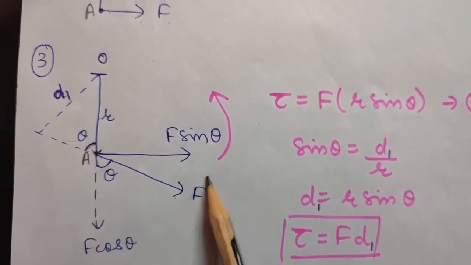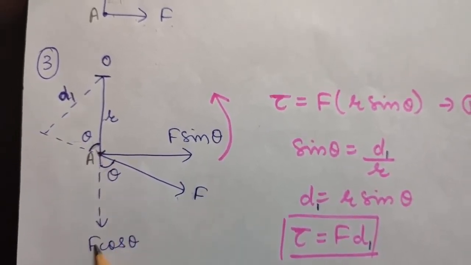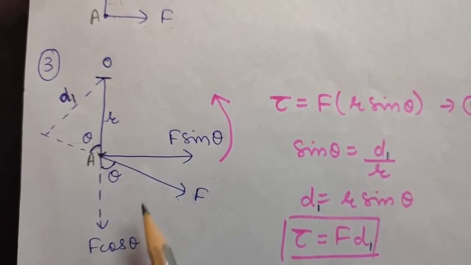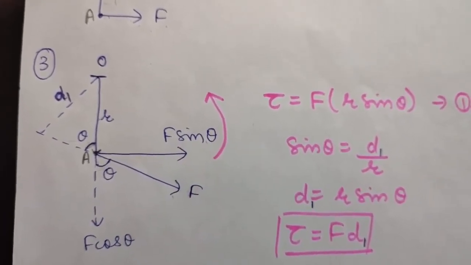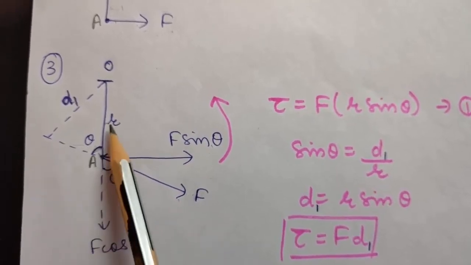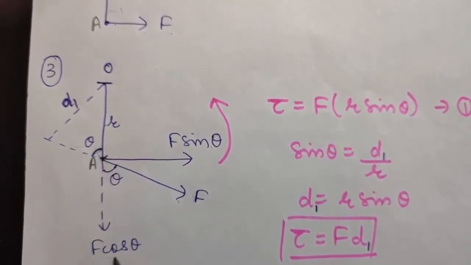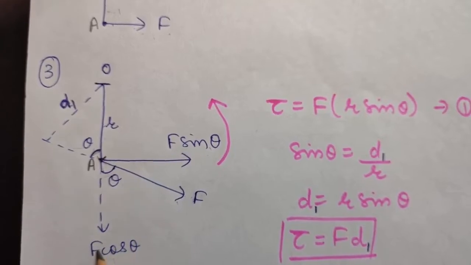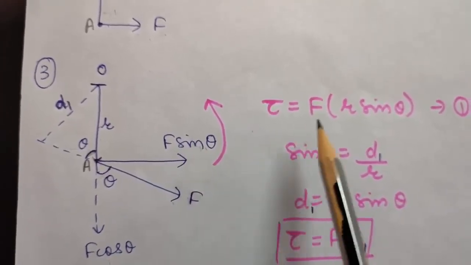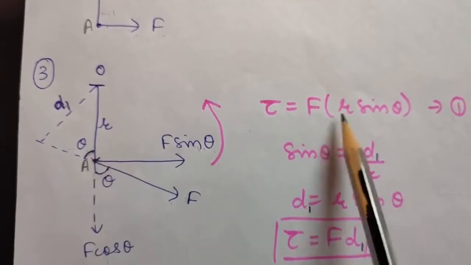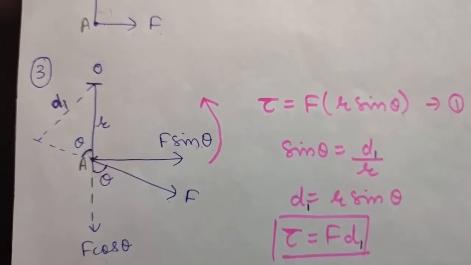Now if you resolve this F, this component will be F cos theta and this component will be F sin theta. Now as I told you in first example, in this case angle between this R and this force is 0, so torque will be 0 due to this force. So torque will be there due to this force only, and the formula will be again R into F sin theta. Mark it first equation.